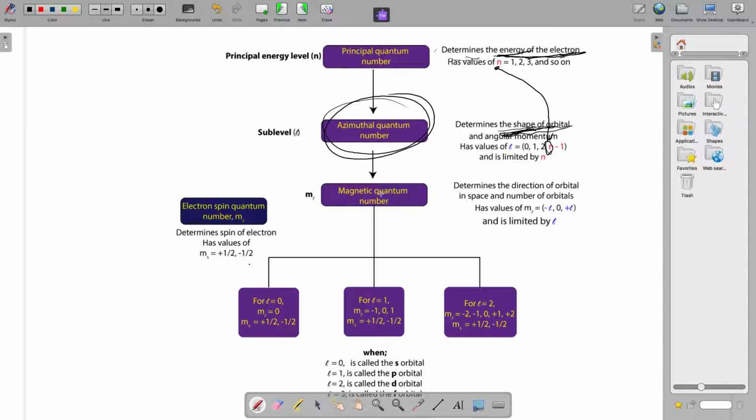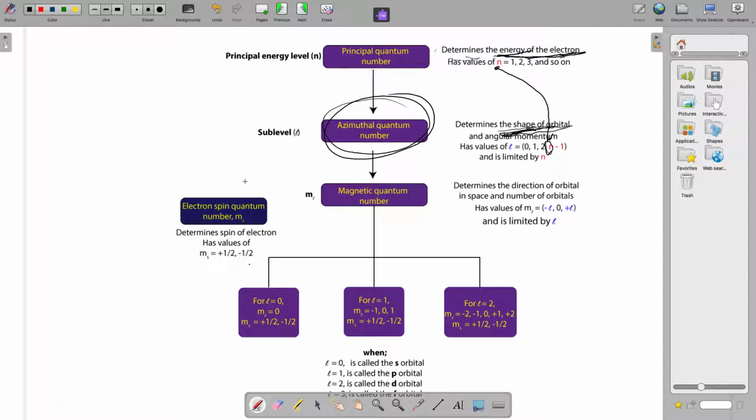Okay. The next is the magnetic quantum number. The magnetic quantum number determines the direction of the orbital in space. That means it determines the orientation of the orbitals in space. And also, it specifies the different types of orbitals that we have. Usually, the values of the magnetic quantum number start from minus l through 0 to plus l. And its values are limited by the angular momentum.